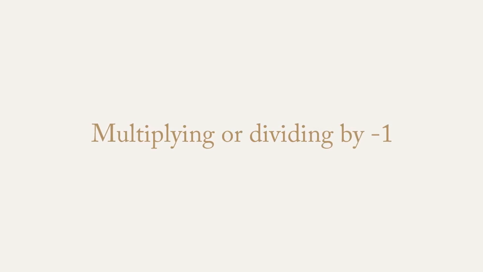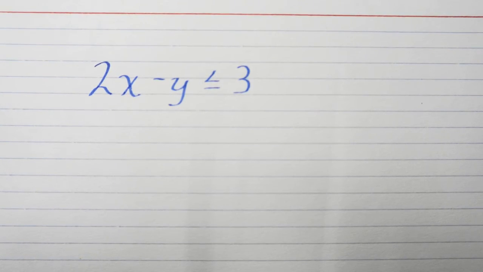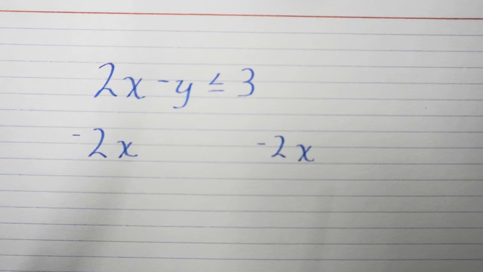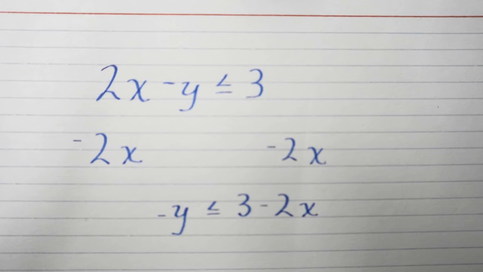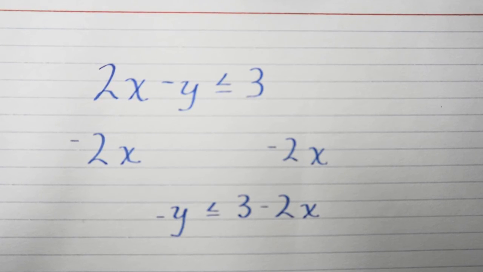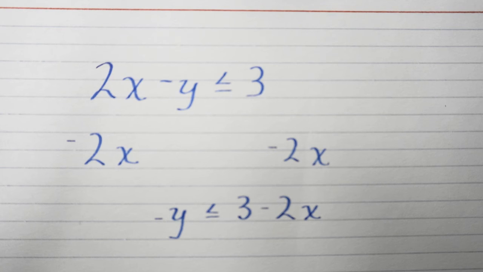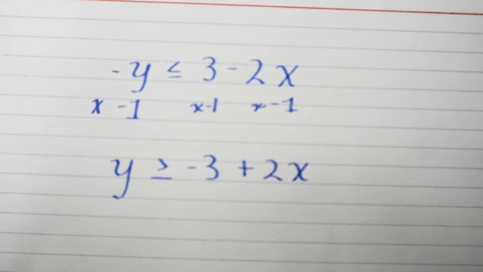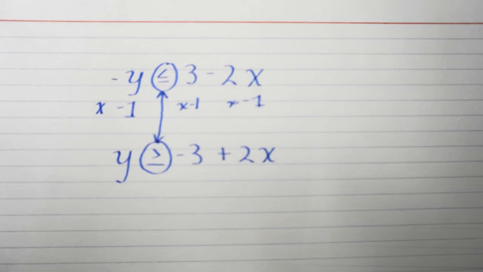Now let's look at what happens when you multiply or divide by -1. Let's start with the equation 2x minus y is less than or equal to 3. We will subtract 2x from both sides of the equation. The 2x on the left side cancels out, leaving us with negative y is less than or equal to 3 minus 2x. Since we don't want a negative y, we will go through and multiply every term by -1.